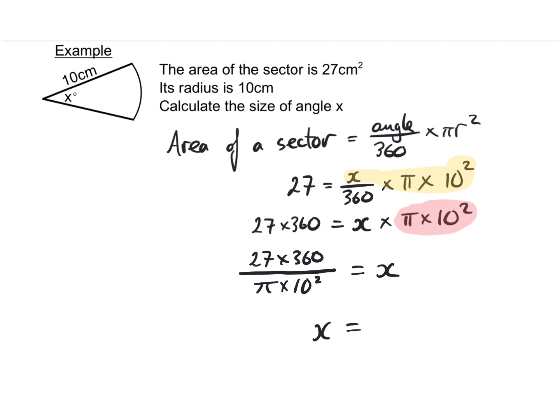Now again, it might not work properly unless on your calculator you put brackets around the top of the fraction and brackets around the bottom. That's really important. So typing that into my calculator, and I end up with 30.94 degrees.